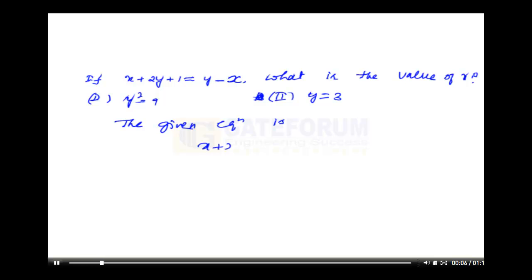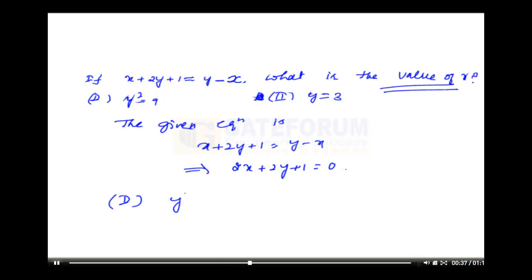x plus 2y plus 1 is equal to y minus x. If we simplify this equation, it will be 2x plus y plus 1 is equal to 0. Now, we have to find the value of x. Whenever we are talking about data interpretation, any problem in data interpretation, it is enough to find whether the given data is sufficient to answer the question or not. So, we don't need to find the value of x. If we can decide that we can find the value of x by the given statements, then it is enough. Now, let us look into statement 1.